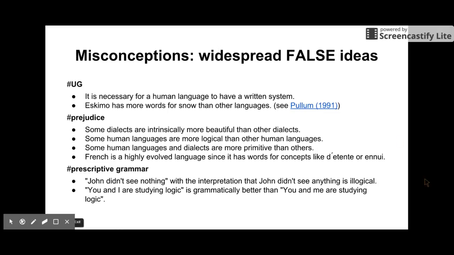Okay, and then the final topic for this lecture, misconceptions. And there will be two parts. The first one will be some widespread false ideas. Okay. So, it is necessary for a human language to have a written system. This is false because there are some languages which do not have a written system.